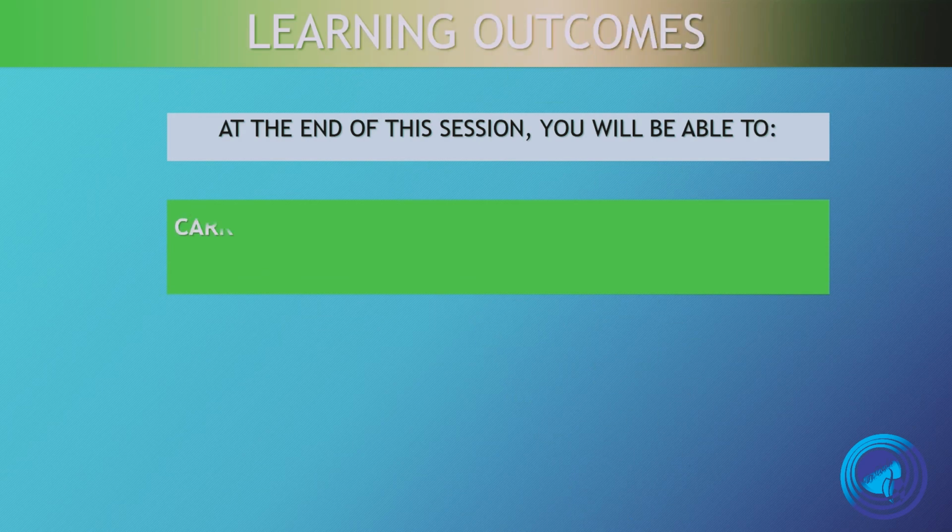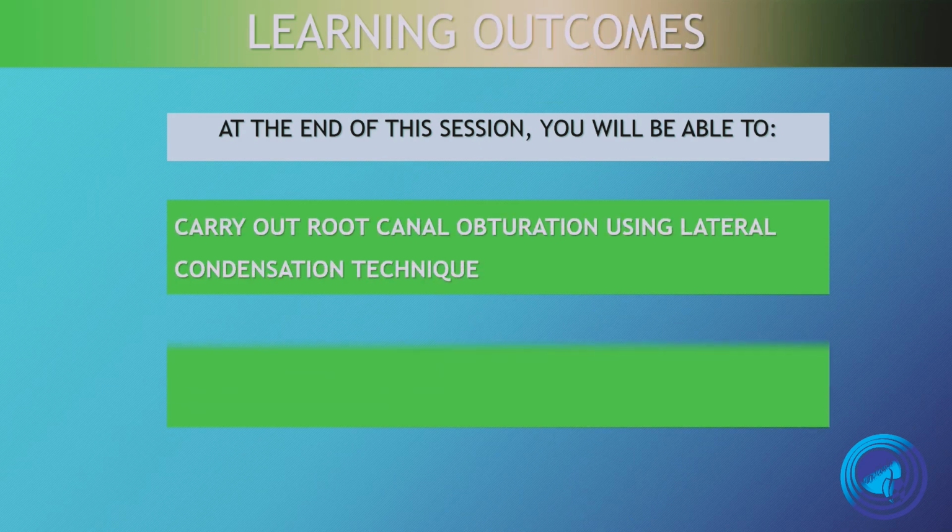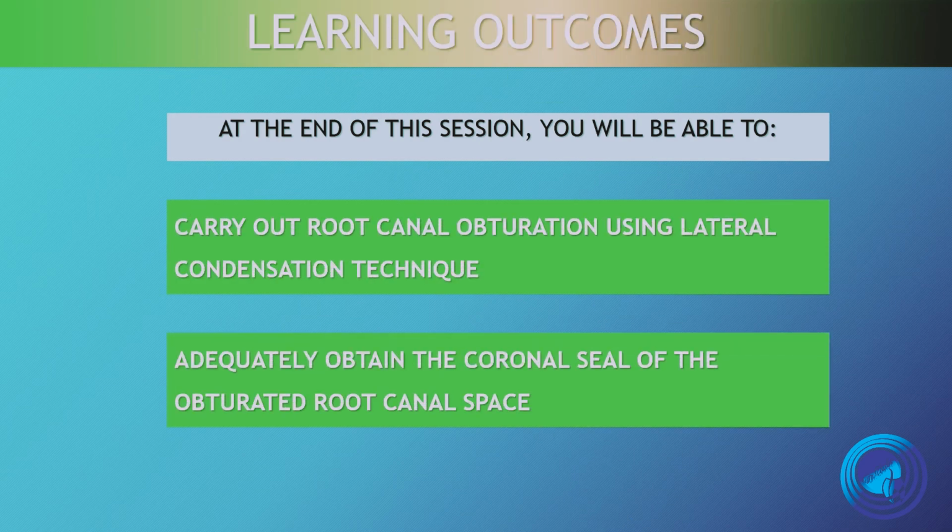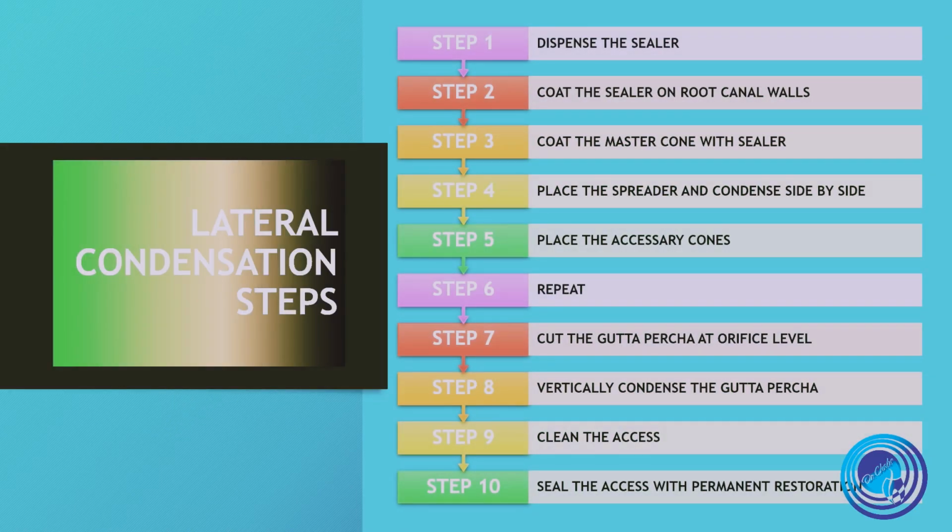At the end of this session, you'll be able to carry out root canal obturation using lateral condensation technique and adequately obtain the coronal seal of the obturated root canal space. This entire session is divided into the following 10 steps. Let us learn each step in a sequential manner.